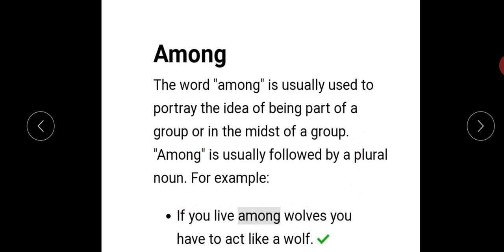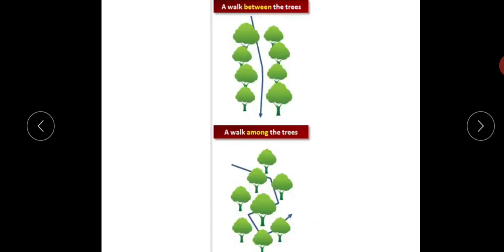As I said, when do you use among? And mostly keep this in mind, among is usually followed by a plural noun. Mostly it will be followed by a plural noun. Like if you live among wolves. நம்ம among சொல்லும்போது அதுக்கு அடுத்து கண்டிப்பாக ஒரு plural noun இருக்கும். So if you live among wolves, you have to act like a wolf. So அது among எங்கே யூஸ் பண்ணுறோம்கிறது, I'll show you a picture here.